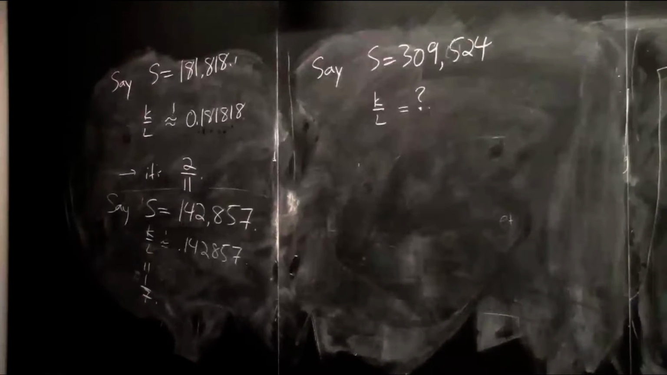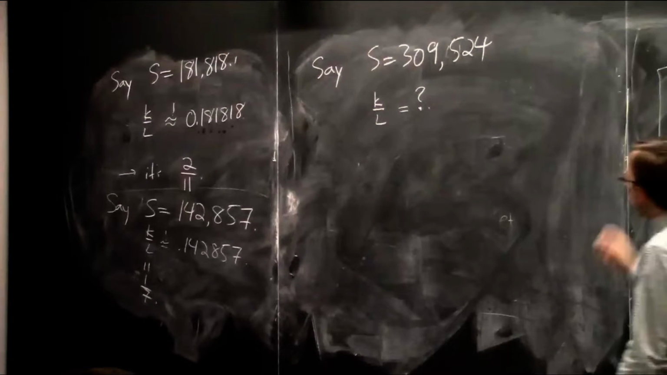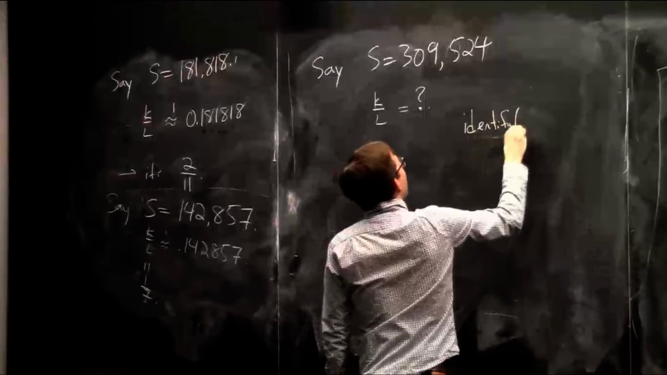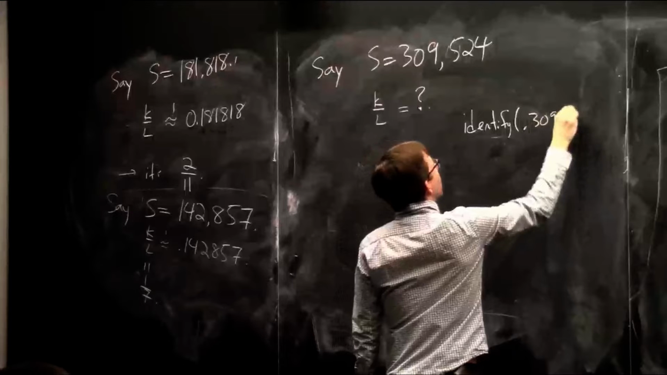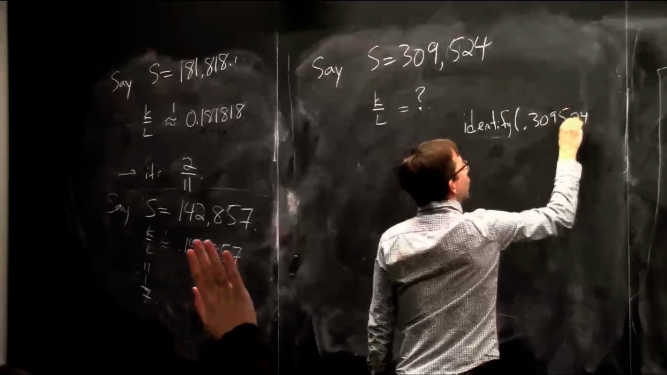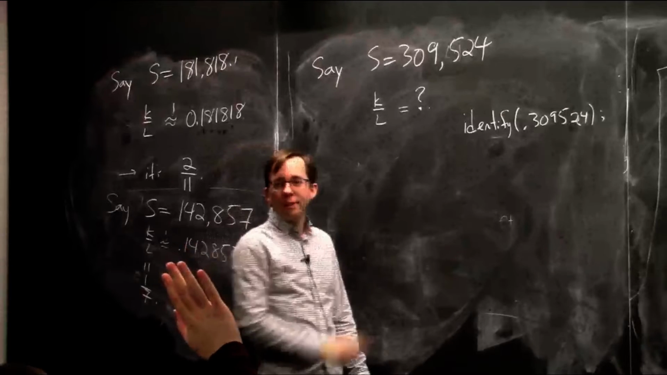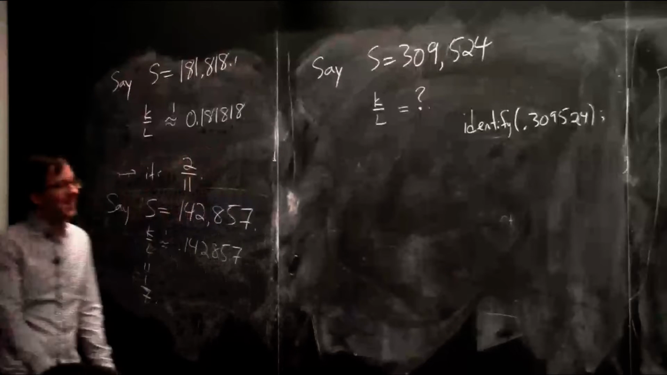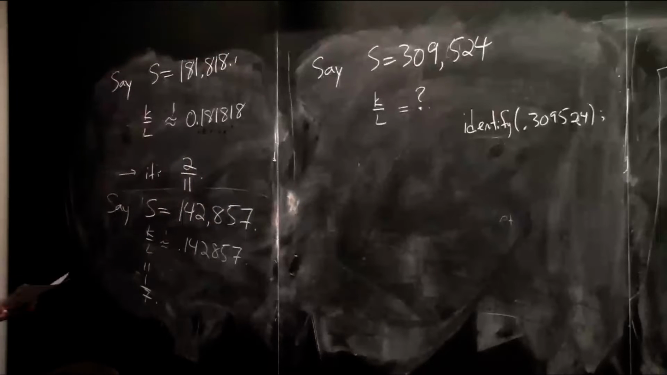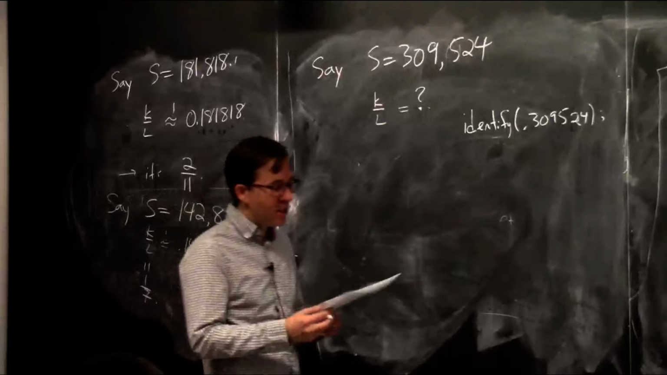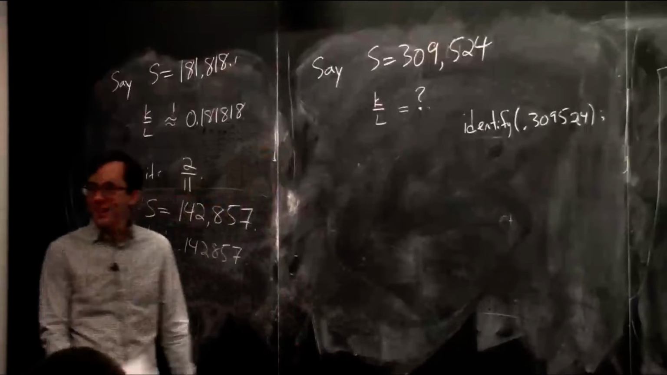You can use a math program. I use it all the time. I use Maple, but whatever, there's Mathematica or Sage or whatever. I know the commands in Maple. If you go into Maple and you type identify 0.309524, you don't have to do the semicolons anymore, it'll give you the answer. Don't spoil it. Very good. Okay, good. But now we have to figure out how to really do this, right?